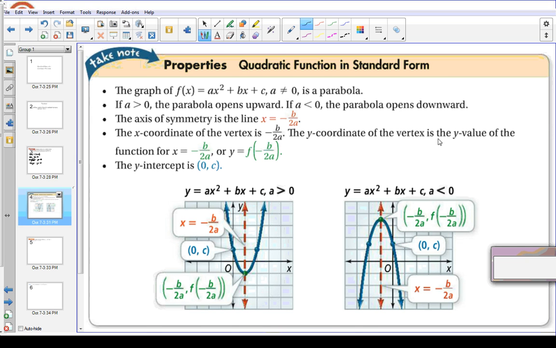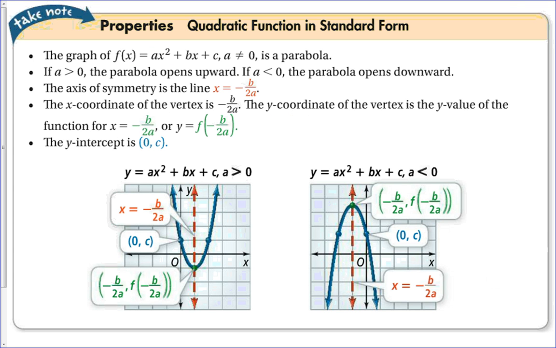So here are some properties of a quadratic function in standard form. Of course, the graph of f of x equals ax squared plus bx plus c, where a is not 0, is a parabola. We know that if a is greater than 0, it opens up. If it's less than 0, it opens downward.